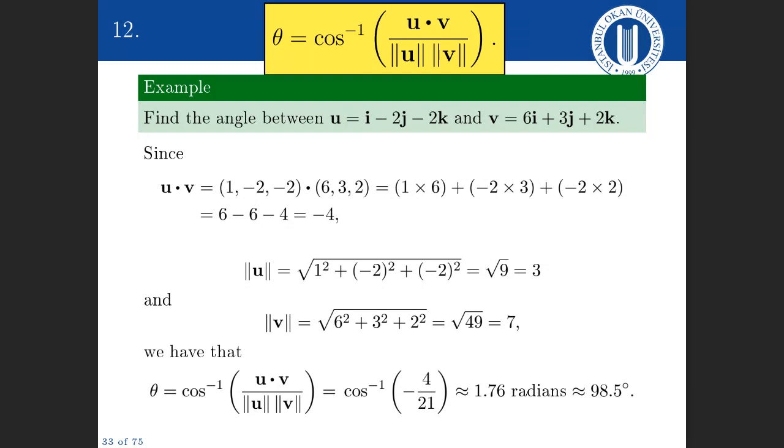Now, if you're in an exam, you will not have a calculator. So if you're in an exam, this is your answer. You just stop here. If you're doing the homework and you do have access to a calculator, then you can type these numbers into your calculator and you can find this is approximately 1.76 radians or approximately 98.5 degrees.